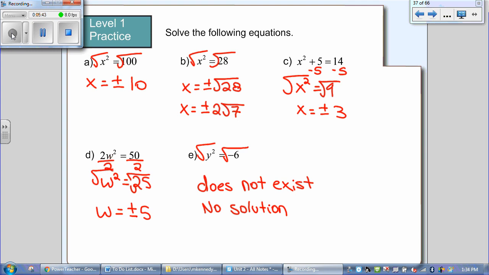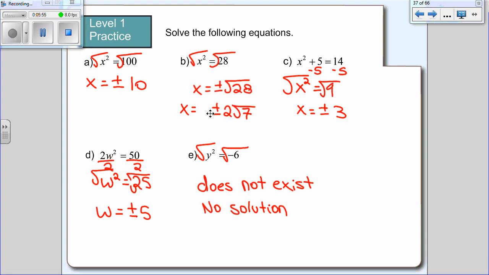If you look at B, you would have got positive or negative root 28, which can be simplified, right? It breaks into 4 and 7. The square root of 4 gives me a 2 out front. And it's positive or negative 2. So that 2 has to come out front.